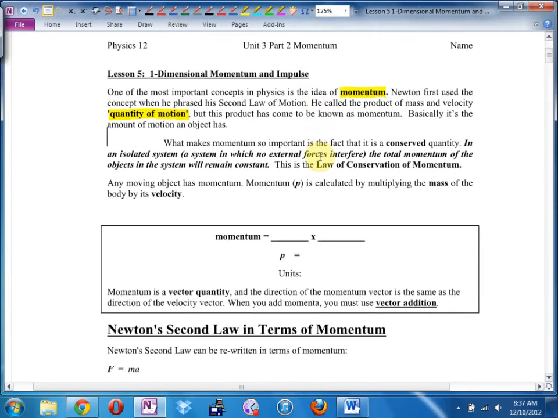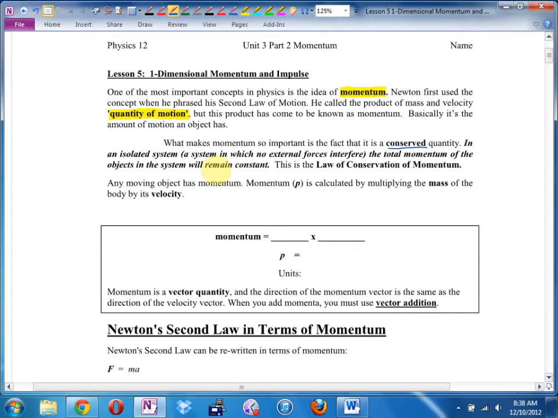What makes momentum so important is the fact that, like energy, momentum is also conserved. That means, Megan, in a closed system, as long as you're not having any external sources, any outside sources, the amount of momentum beforehand has to equal the amount of momentum afterwards. Except momentum is a vector, which means the math's going to get a bit trickier. So here is the conserved quantity. In an isolated system, a system in which no external sources interfere, the total momentum of the objects in a system will remain constant. This is the law of conservation of momentum.